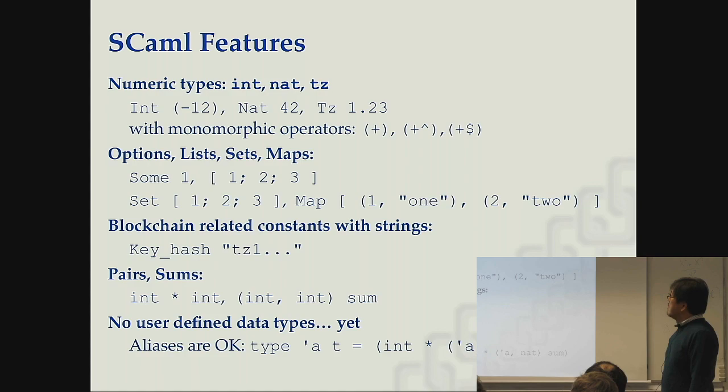Okay, so it's really simple OCaml, you know? For example, in SCaml we have several numeric types, and as OCaml does, SCaml has more than one arithmetic operator, so no overloading. And currently, it only supports pair and sum. There's no user-defined types, but still, we can define aliases.